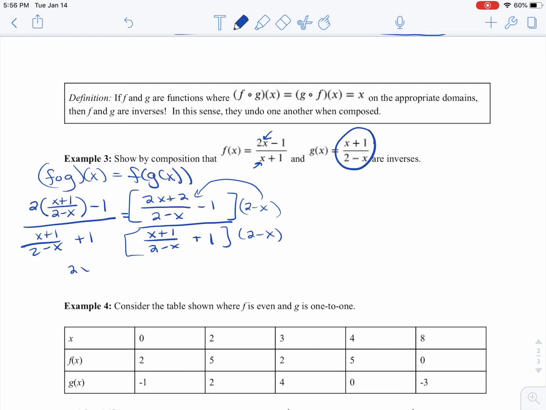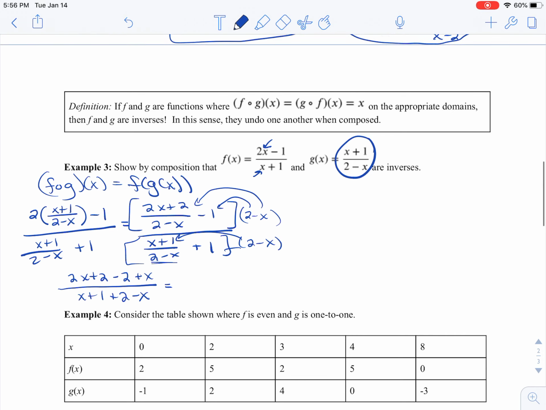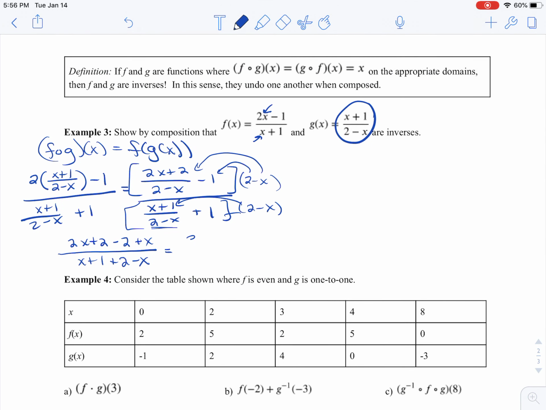And I have 2x plus 2. And then when I multiply it here, we're going to multiply by negative 1, so we'll get minus 2 plus x. And then in the denominator, when I distribute it here, again, we get rid of this 2 minus x. So we'll have x plus 1. And then here we're distributing a 1, so plus 2 minus x. And here we see the numerator simplifies to 3x. The denominator simplifies to 3, and we just get x.